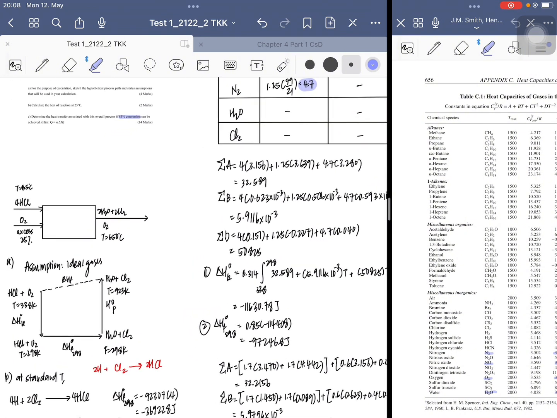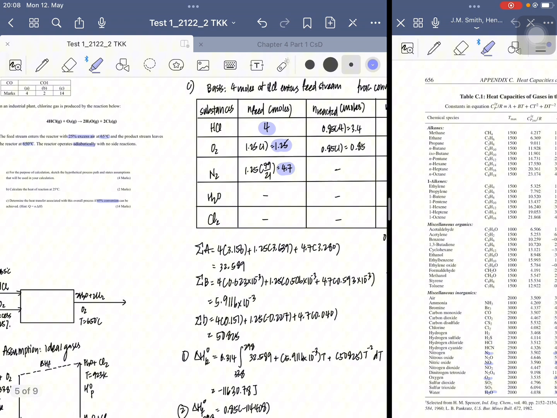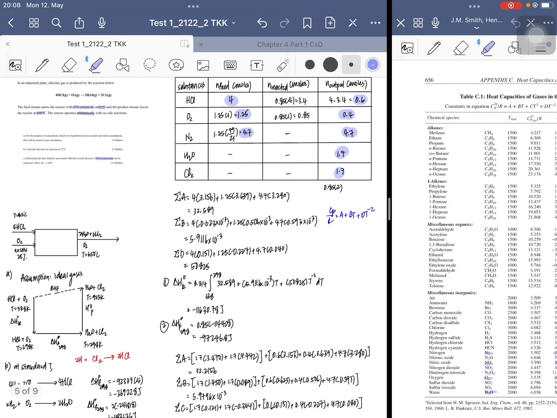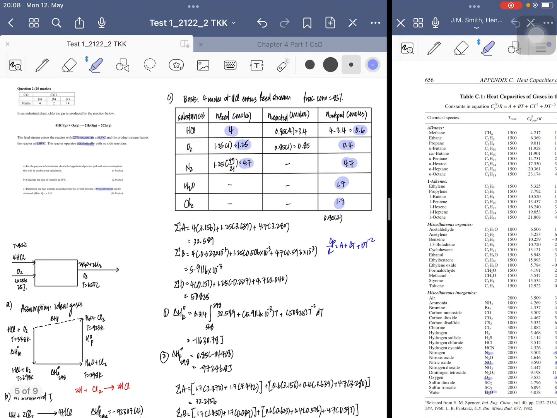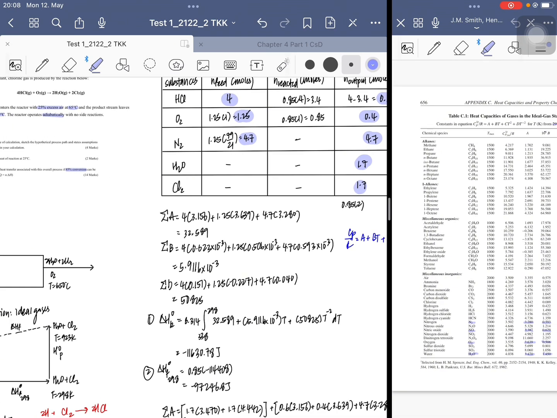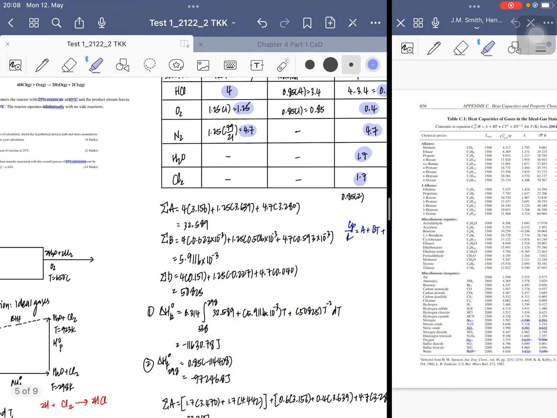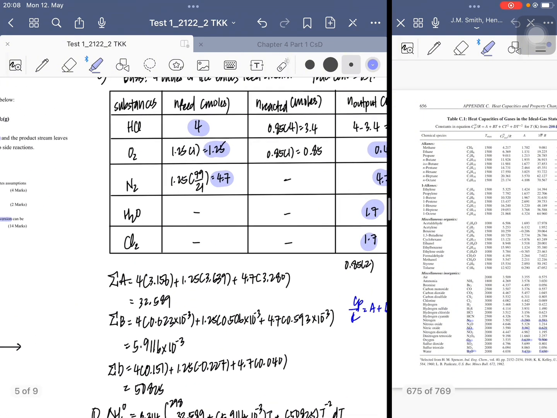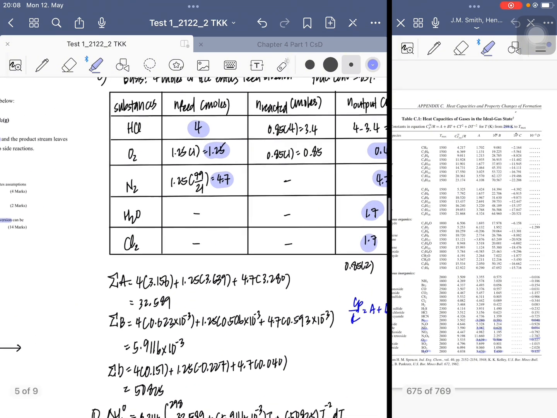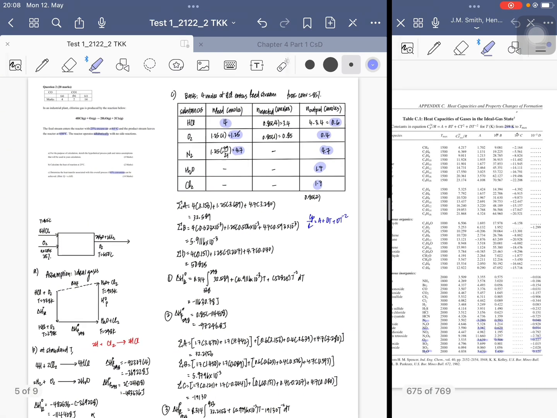We are only calculating for the first decrease in temperature, which is from 338K to 298K. So there is no reactant, there is no product involved. So the only substances that are involved in the change in temperature are just HCl, O2, and N2. So you just have to find the values of A, B, D for HCl, O2, and N2. And also you have to multiply the values of A, B, D by the number of moles. Yeah, that's what I explained earlier.